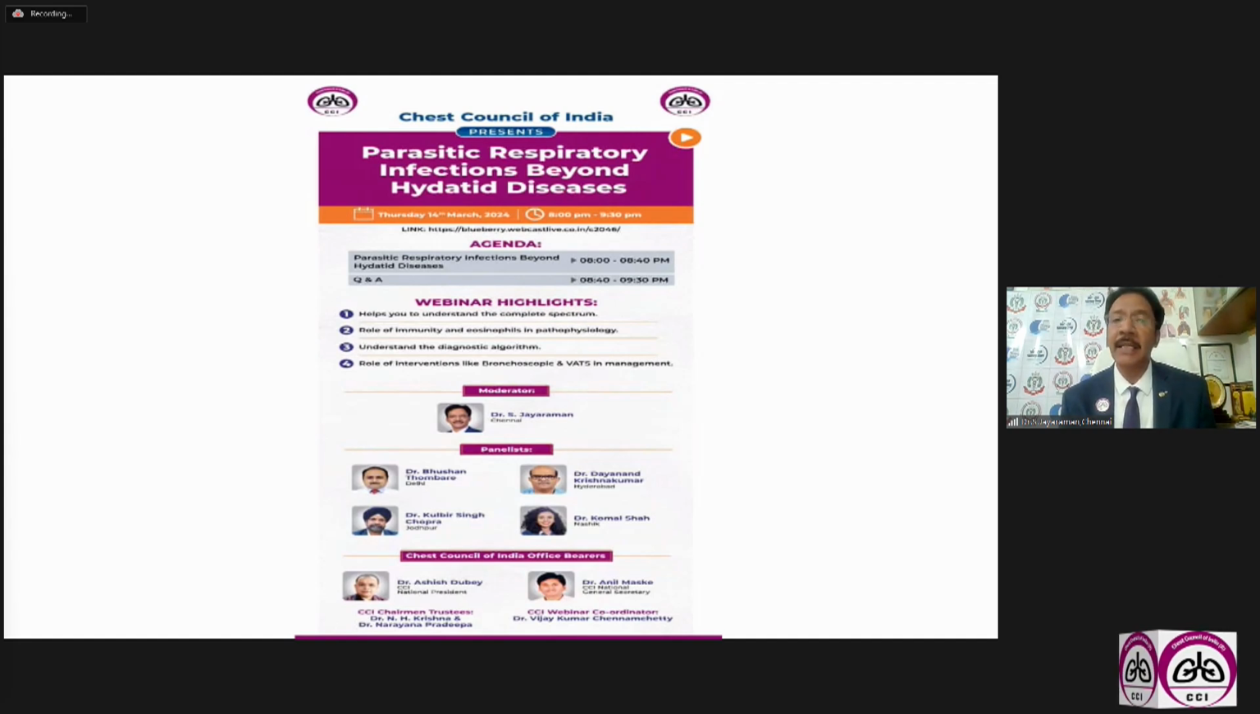Coming to parasitic lung disease, there are 2 major categories of parasitic lung infections. One is helminthic infection, the other is protozoal infection. In helminthic infection, there are 3 kinds of worms. One is the nematodes, which cause major diseases like ascariasis, ankylostomiasis, strongyloidiasis and tropical pulmonary eosinophilia. The other group is the trematodes, causing schistosomiasis and paragonimiasis. And we have cestodes under helminthiasis, causing echinococcosis.